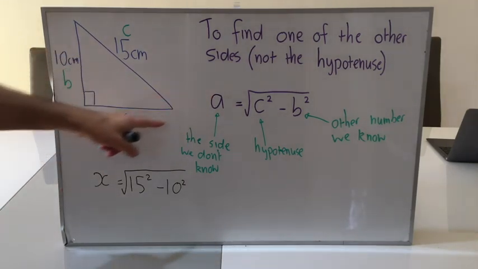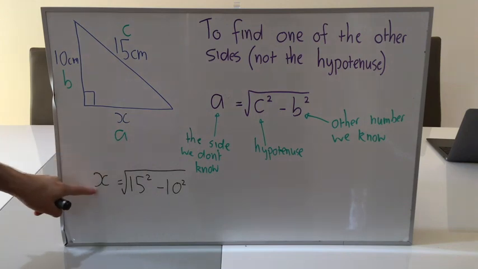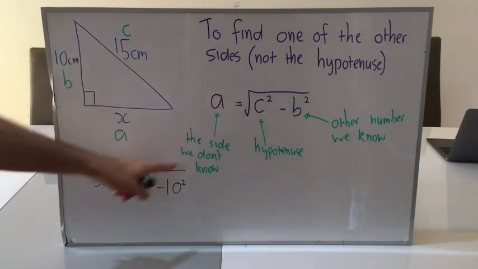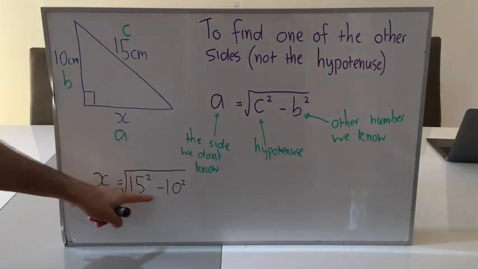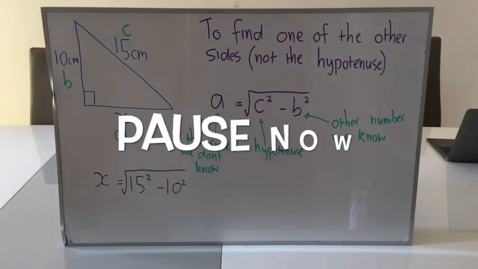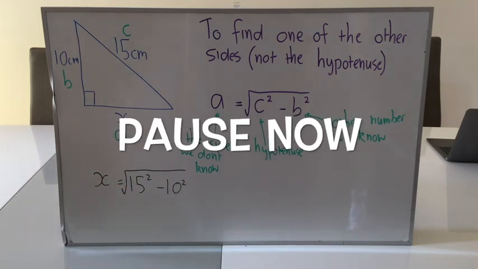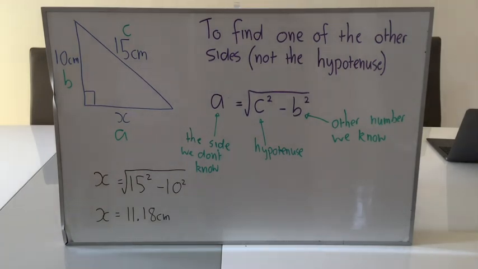You've swapped the A with the X, because that's the side that we don't know. And then the C is the first thing under the square root, and the other number on the end. Type it in your calculator. Let's have it to 2 decimal places. Your answer is 11.18 centimetres.